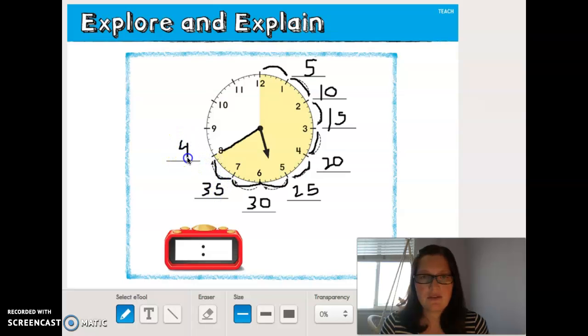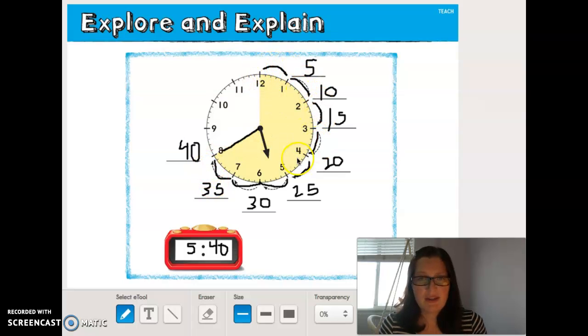So when we get around to the 8, we can see that we've counted by 5s all the way to 40. So our time would be, we read the hour hand first, it's between 5 and 6, so it's the 5 o'clock hour. So it would be 5:40. Count it all the way there.